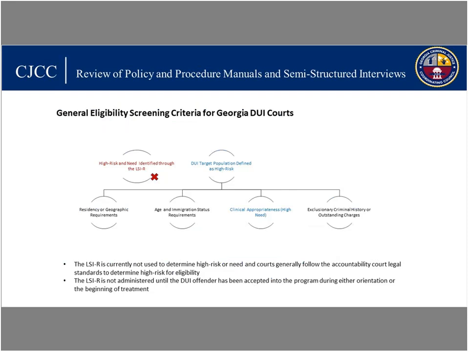So next we looked at DUI court policy and procedure manuals to determine the general eligibility screening criteria for Georgia DUI courts. Through our analysis of the policy and procedure manuals, we found that the LSIR is currently not being used to determine high risk or need, and courts generally follow accountability court legal standards to determine high risk for eligibility. So these legal standards are set by CACJ, where if you have 2 DUIs in 5 years and 3 DUIs in your lifetime, you're considered high risk and eligible for the DUI court.